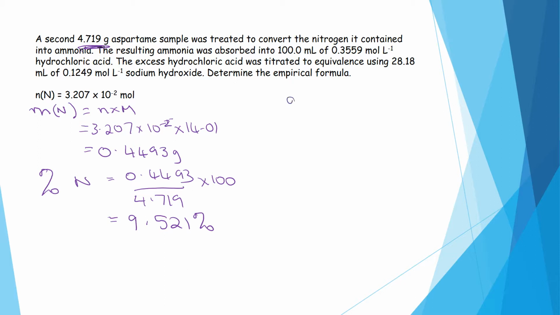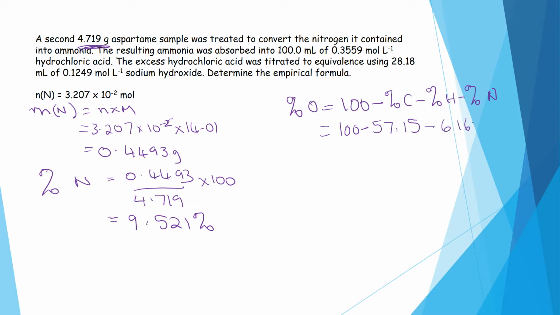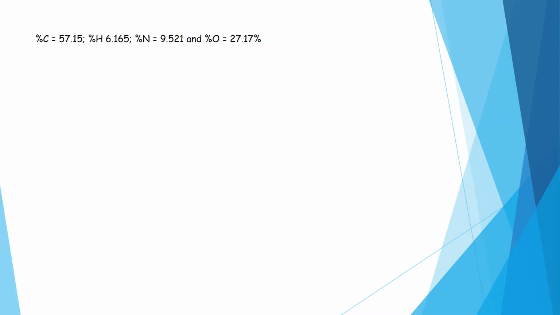Now, in order to find the percentage of oxygen, we need to do it through subtraction. So the percentage of oxygen will equal 100 minus the percentage of carbon minus the percentage of hydrogen minus the percentage of nitrogen. So in this case it will be equal to 100 minus 57.15 minus 6.165 minus 9.521. So this comes out to 27.17%. And we're now ready to do the empirical formula. So now let's set up our empirical formula.